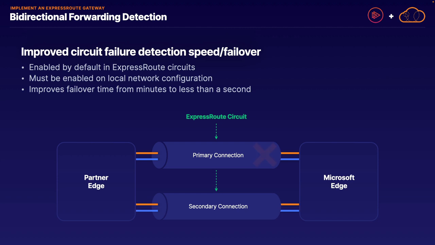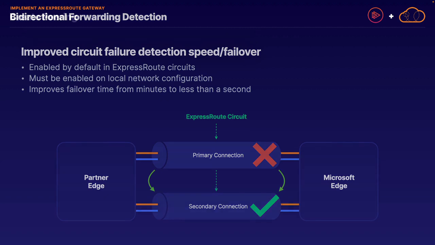How it works in an example scenario here: if our primary connection between our partner edge and the Microsoft Edge goes down, with bidirectional forwarding detection enabled, it takes less than a second to automatically fail over to our secondary connection, and we really don't experience any real interruption of service. With this feature not enabled, that failover time goes from less than a second to minutes, in which case, yeah, you'll probably realize your connection is down.